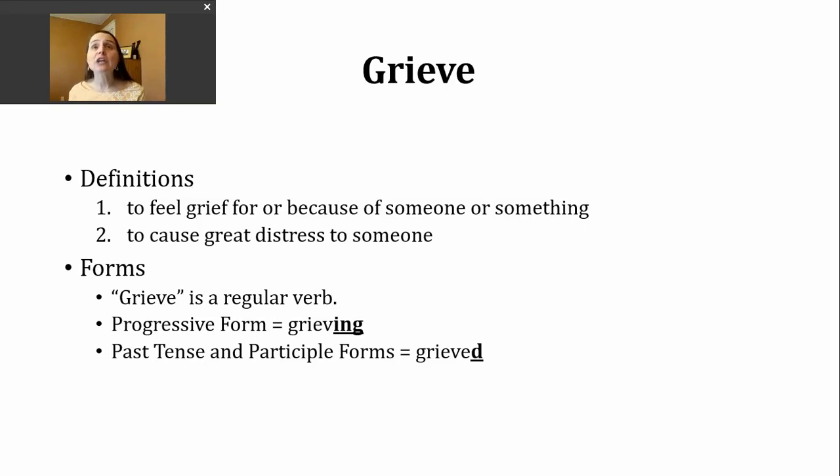You should know that grieve is a regular verb. To make the progressive tense, we need to drop the E and then add ing to form grieving. The past tense and participle forms of this verb are made by just adding the letter D, since this verb already ends in an E. The base verb, grieve, ends in this voiced V sound. So our past tense ending is going to make a D sound. Grieved, grieved.